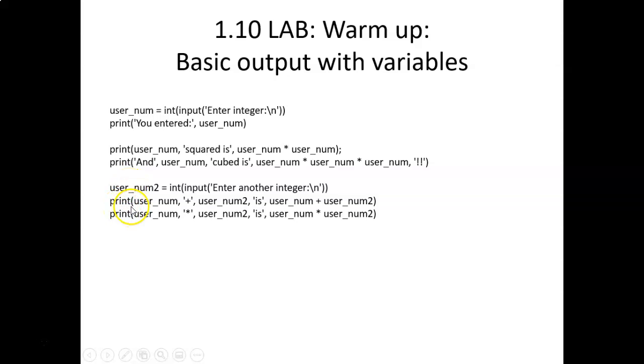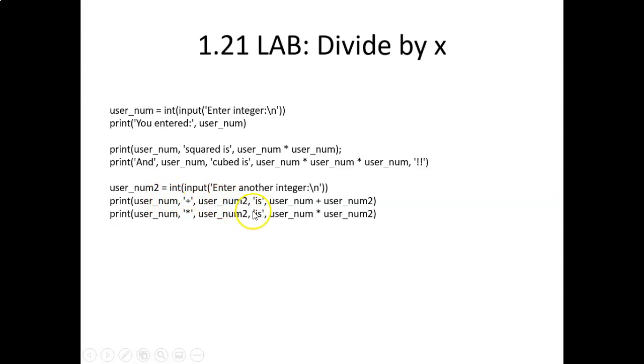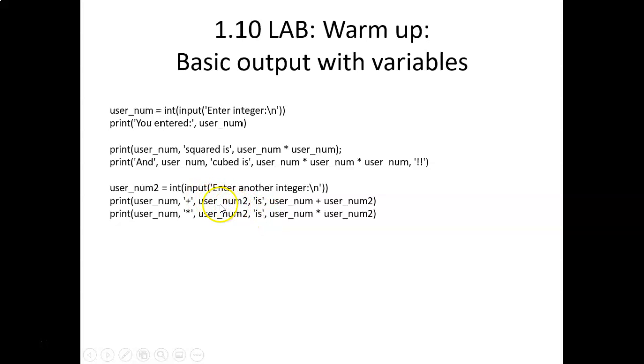Then we're going to print user num, which is the value that we got here, plus user num2, which is the value that we got here, "is," this is a string, user num plus user num2. This is the product. Then we're going to print user num, and then this multiplication sign. So the first value times the variable value here is user num times user num2.